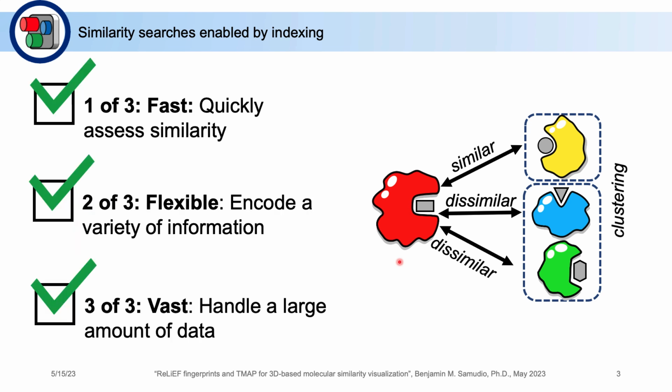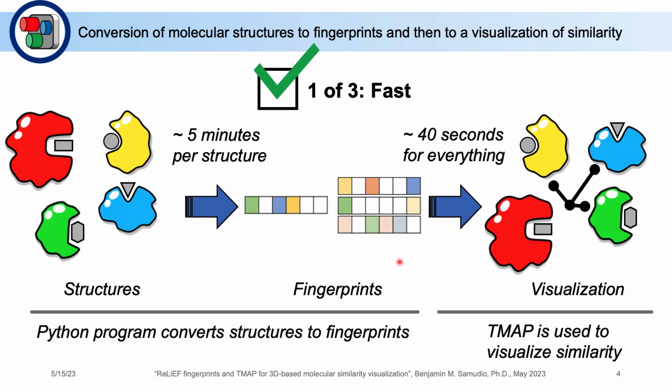In order to emulate a search engine such as Google, our process would need to be fast to quickly assess similarity, flexible to encode a variety of information, and vast to handle a large amount of data. Now I'm going to talk about a process that I developed to convert protein structures, in this case, to fingerprints, and then take those fingerprints and visualize the similarity of those structures.